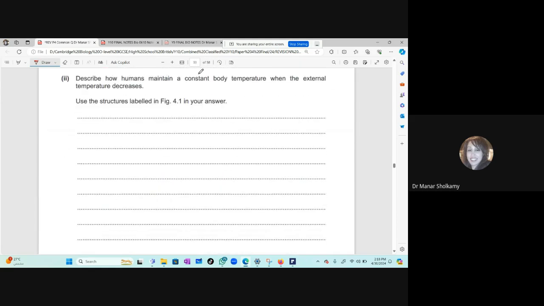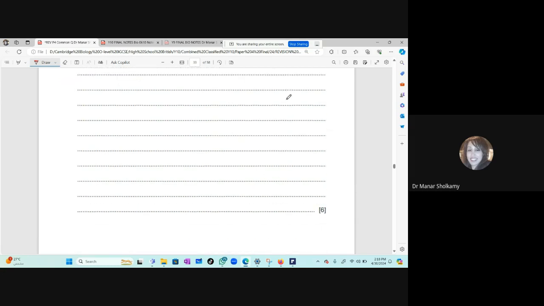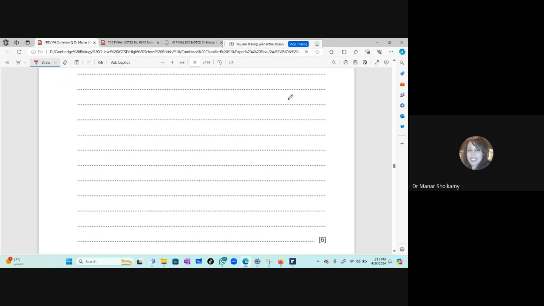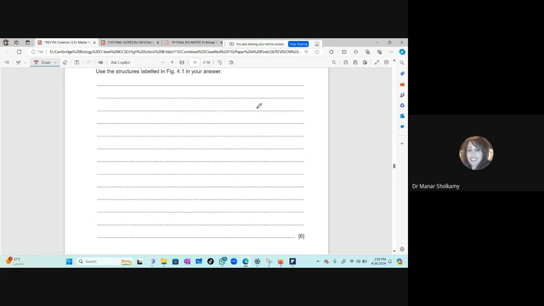Describe how humans maintain a constant body temperature when the external temperature decreases. And this question is out of 6 marks. Who will remind me? I forgot.